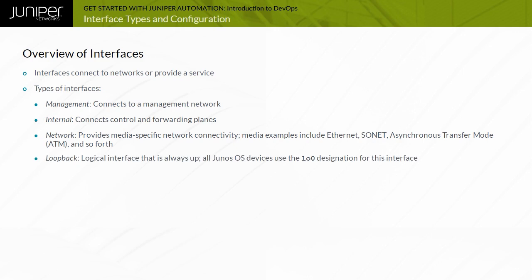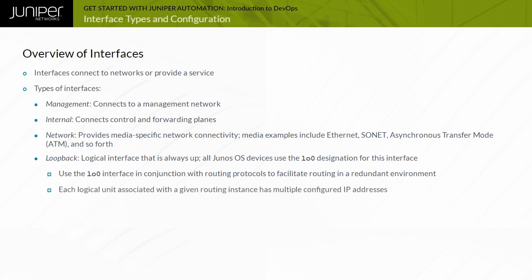Loopback interfaces are used to provide a constant and dependable hardware-independent interface. The loopback interface uses the LO0 designation on all platforms running Junos OS. Use the LO0 interface in conjunction with routing protocols to facilitate routing in a redundant environment that is independent of the individual physical links within that environment. You can configure a single logical unit for the LO0 interface for each routing instance. Each logical unit associated with a given routing instance can, however, have multiple configured IP addresses.